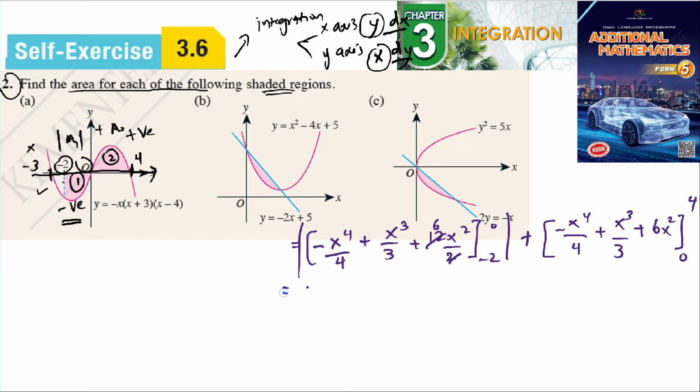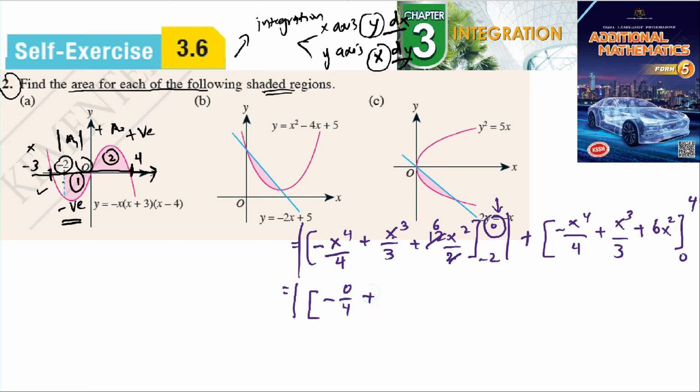So you do the first one first. You see here, first you substitute everything with 0. When we substitute x with 0, this one will become 0, because 0 to the power of 4 is 0. So 0 over 4 is 0.